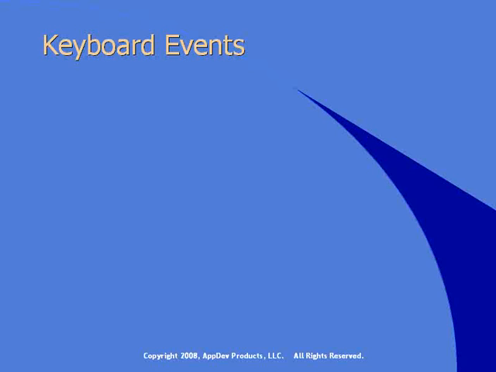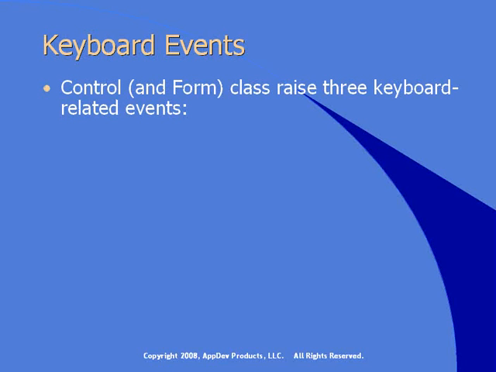You can trap and react to several different keyboard events. Control and the form class raise three keyboard-related events. There's key press, that's when you press and release a key. There's also key down and key up. That occurs when you press a key down and, obviously, when you let the key go.